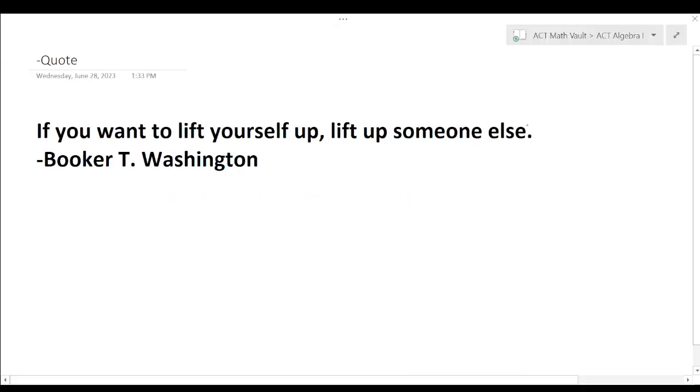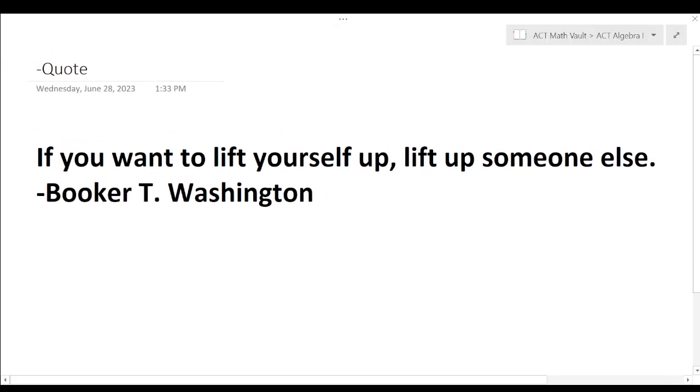All right, I have a quote to finish us off here. If you want to lift yourself up, lift someone else up. I love this. I think, if we're ever in a bad mood, it's probably the most effective strategy to just go help somebody else. It really does make you yourself feel great.